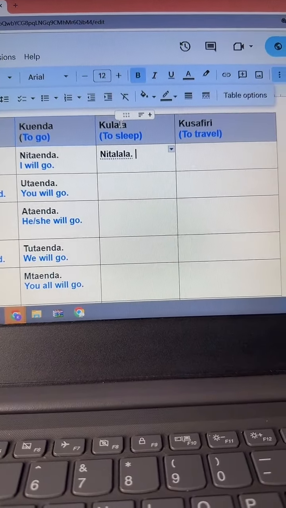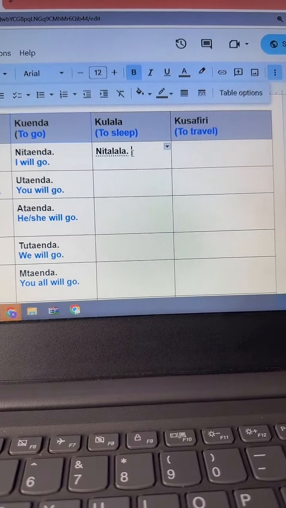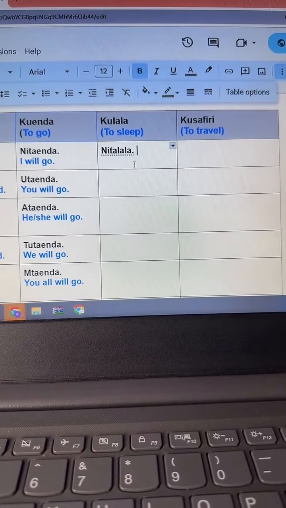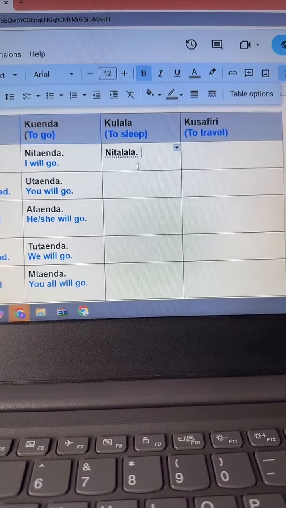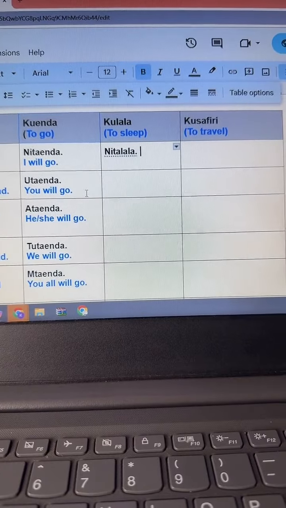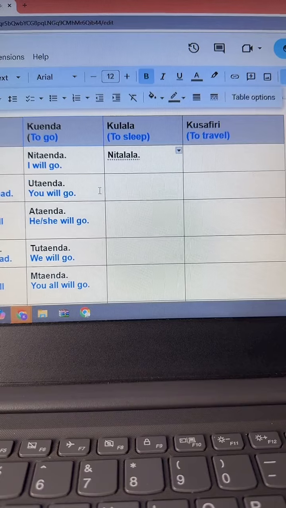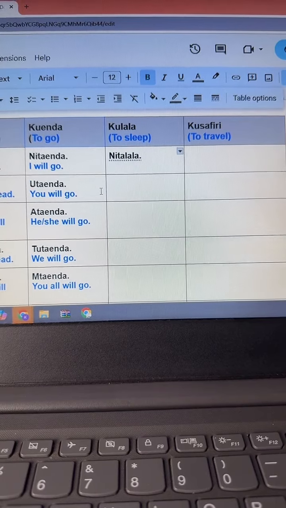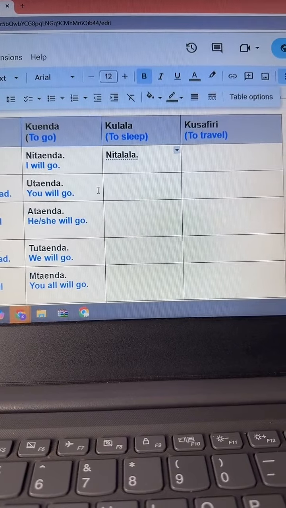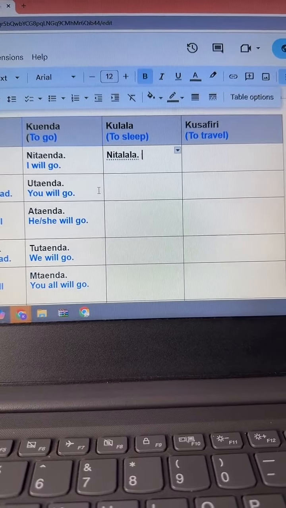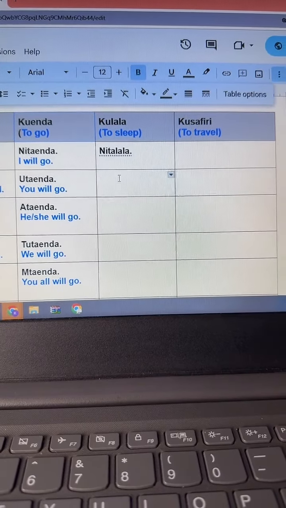Nitakula means I will eat. But this is nitalala. Sawa? I will sleep. Vizuri sana. Monk anasema ninalala. Ninalala means I am sleeping. Okay, nitalala. Vizuri sana. Now we go to the next example.